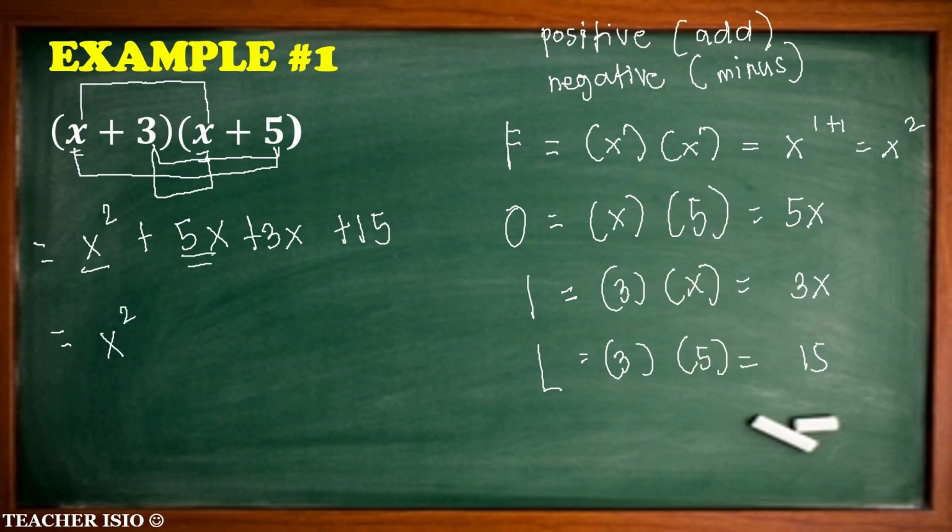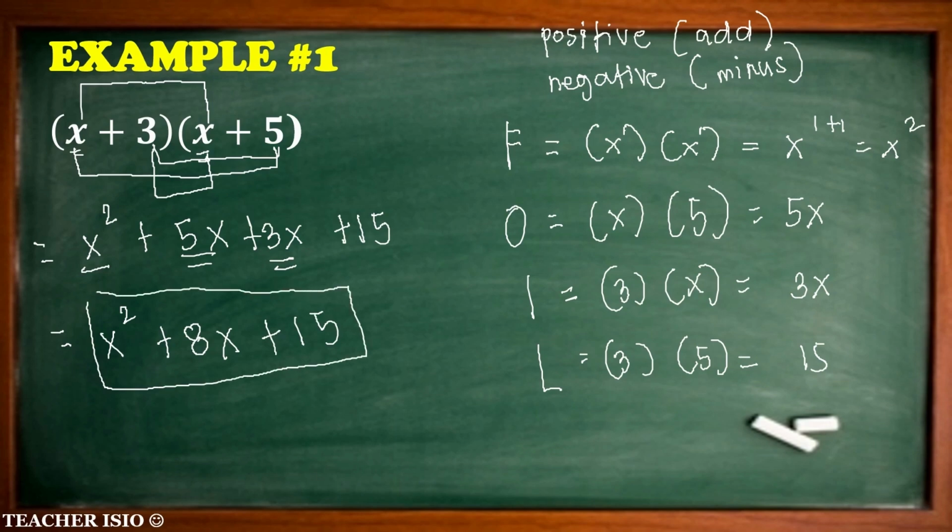How about si 5x? May ka-similar term ba siya? Yes, si 3x. So 5x plus 3x we have. Again, just add the numerical coefficient and then copy the variable. That's why we have 8x. How about si constant natin na si 15? So, dahil wala, just bring down lang. So, we have plus 15. So, the product is x squared plus 8x plus 15.